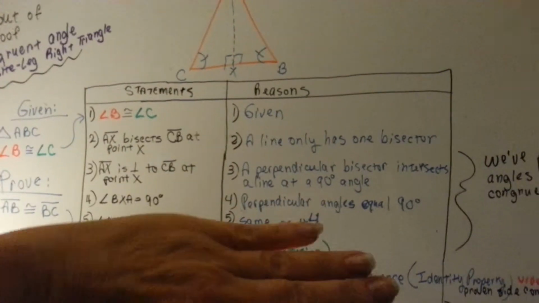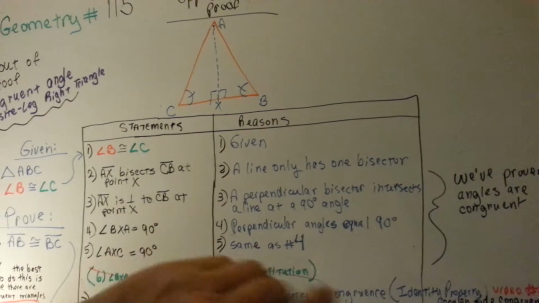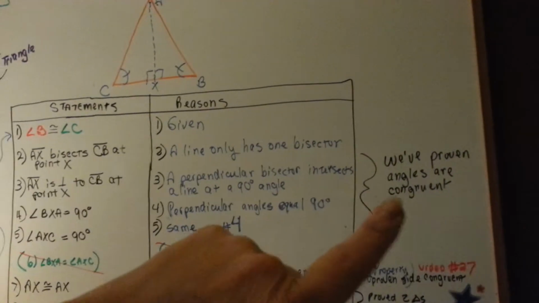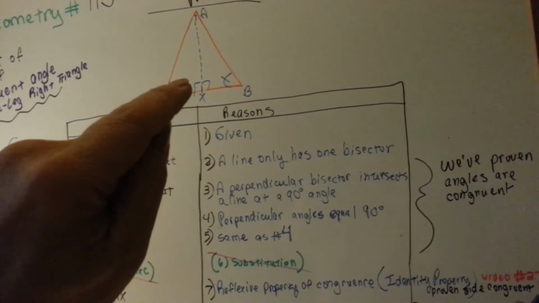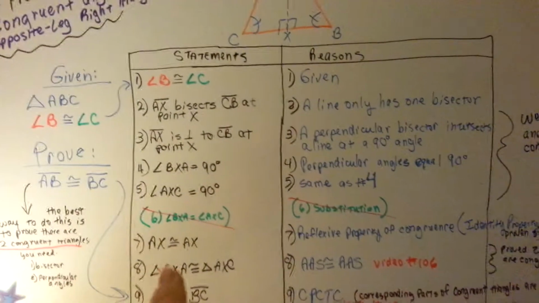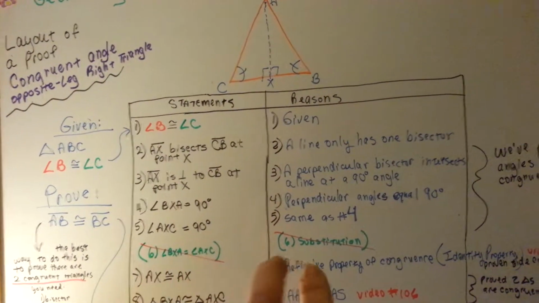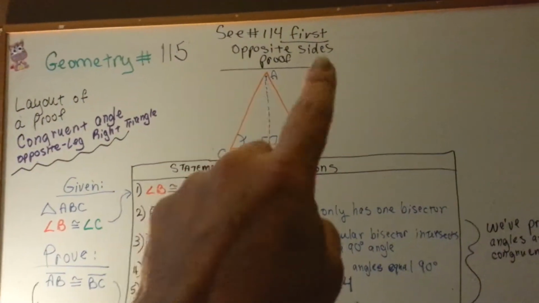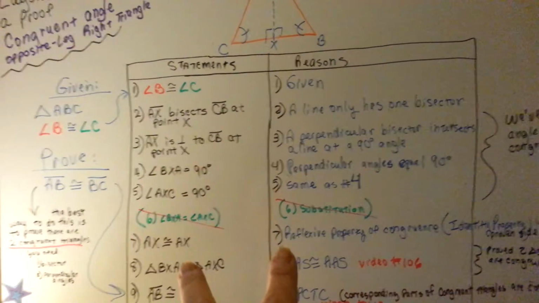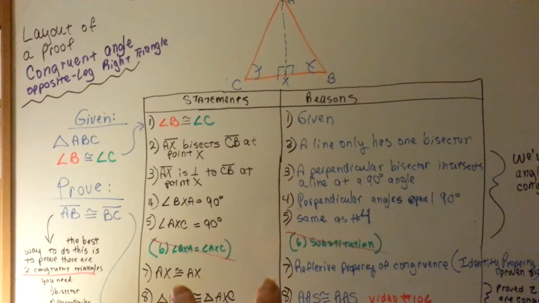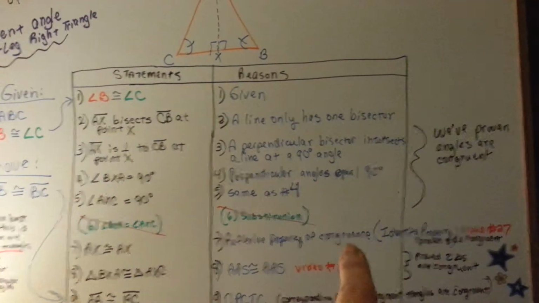And now, because of where we're at, saying that both of those are 90 degrees, 5 is the same reason as 4, that they're 90 degrees, we've proven that angles are congruent. We've proven that this angle of this triangle and this angle of this triangle are both congruent. Now in the previous video, we had that these two angles were equal because of substitution, but that was doing opposite sides proof. So now we're deleting that step. So these are the new step number 6. That line AX, the bisector, is congruent to itself because of the reflexive property of congruence.